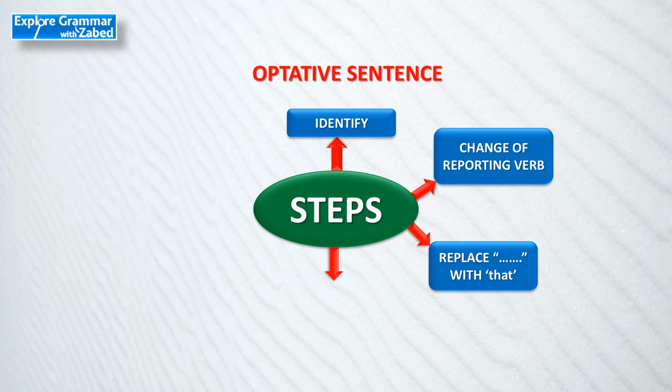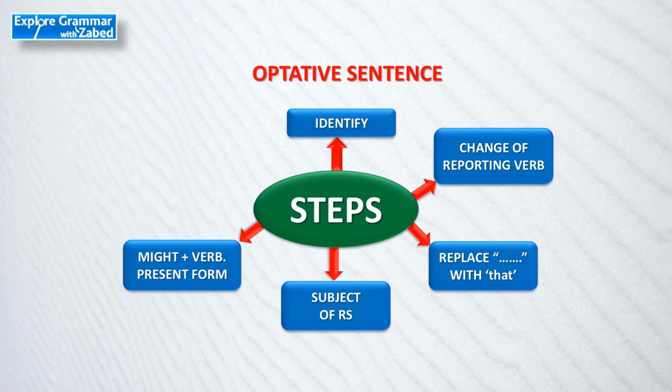Step number 4 is to write the subject of the reported speech. Step number 5 is to use the modal auxiliary verb might, and after that the verb will be in present form. Step number 6 is to write the remaining part of the reported speech, if any. So, we have got to know the 6 steps formula of changing an optative sentence from direct speech to indirect speech. Please remember the steps. I will discuss the implementation of the steps with examples shortly.